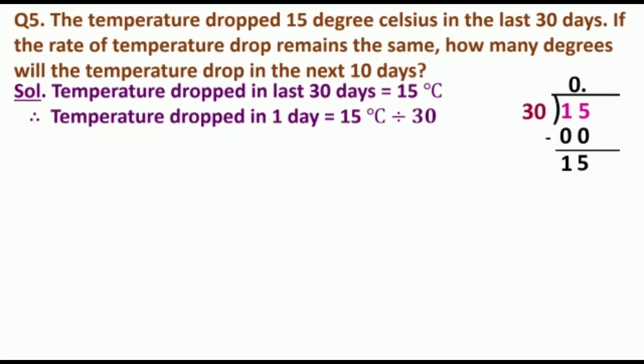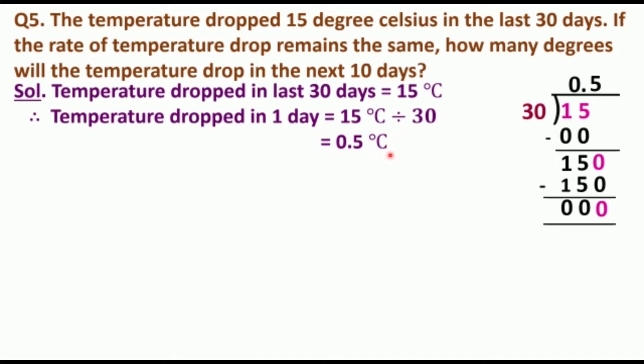Now add 10. Okay. Now it will become 150. So 35 fives are 150. Okay. So subtract 150 from 150, you will get 0. So the remainder is 0 and the quotient is 0.5. So the temperature dropped in one day will be 0.5 degrees Celsius.